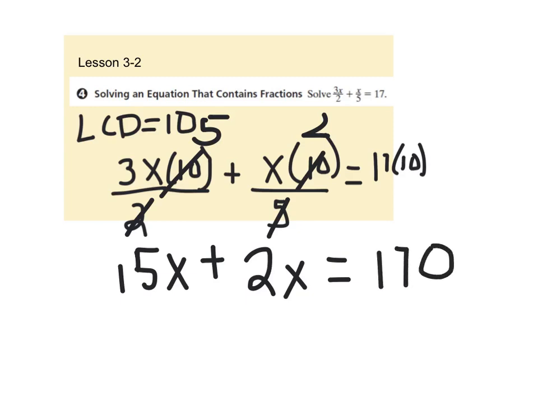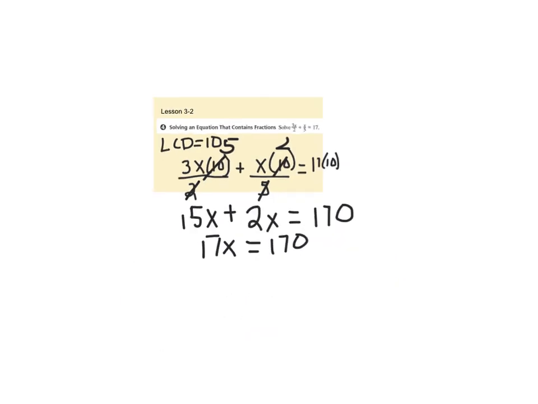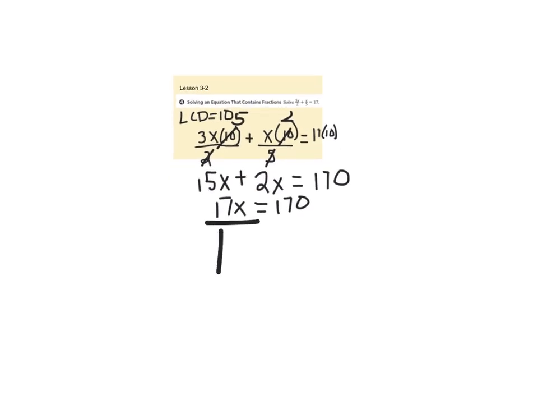Now looking at this equation versus the original problem, which would you rather be given? Which was easier to work with? It's much easier to get rid of those fractions by multiplying by the LCD. So now we're just left with 17x equals 170. We're going to divide both sides by 17, and we're left with x equals 10.